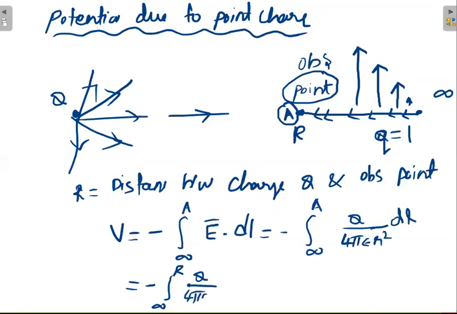4 pi epsilon r square dl, and you take the constant outside, minus Q divided by 4 pi epsilon. The integration of 1 by r square is how much? Minus 1 by r. Then you substitute the r value and the infinite value. So what is the final answer? The final answer will be potential is equal to Q divided by 4 pi epsilon r.